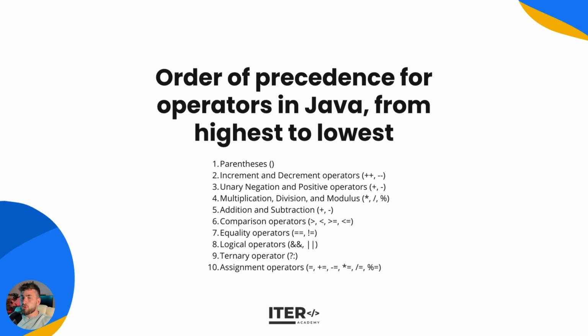It's important to note that this order of precedence can be overridden using parentheses. It's also important to keep in mind that some operators have the same precedence level, and in this case, the operation will be performed from left to right. So, when working with expressions in Java, it's important to keep in mind the order of precedence of the operators to ensure the correct outcome.